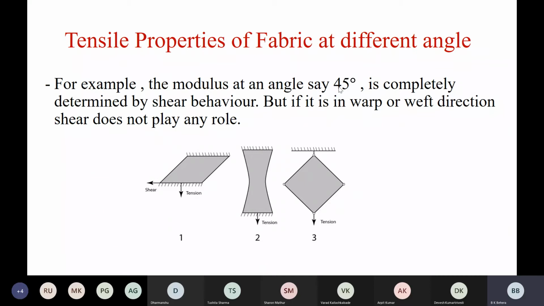The modulus at an angle, say 45 degrees, is completely determined by shear behavior, because when the fabric is extended at a certain angle, there will be slippage at crossover points. So slippage at crossover points between warp and weft is dependent on how much shear force is exerted.